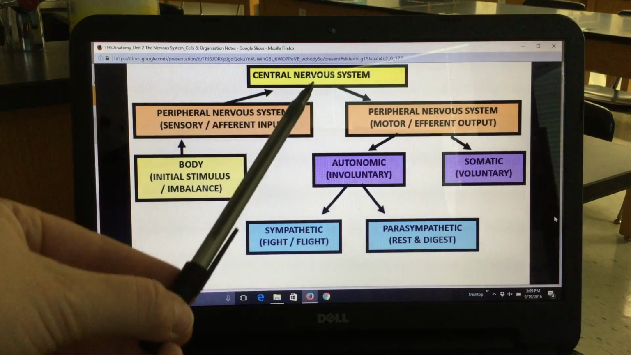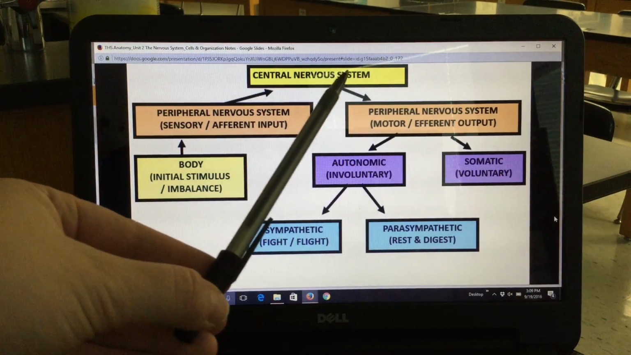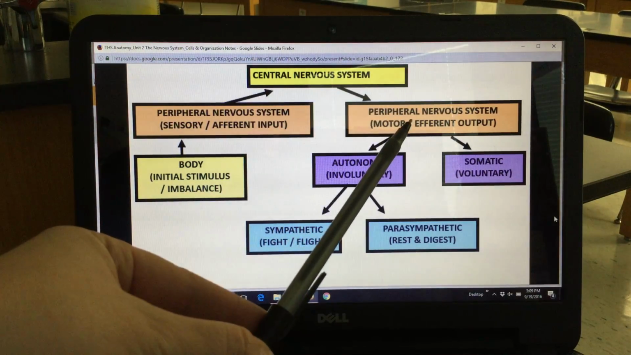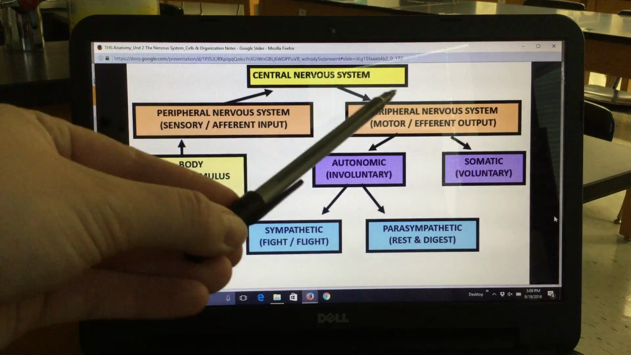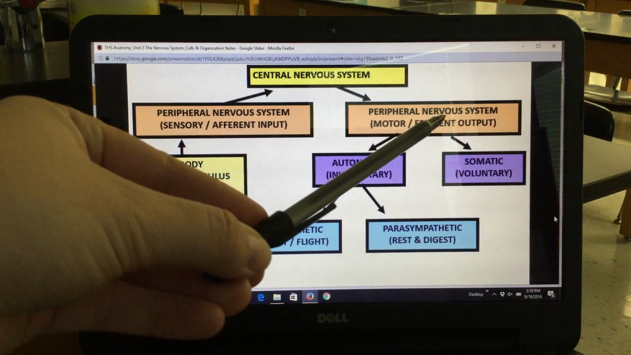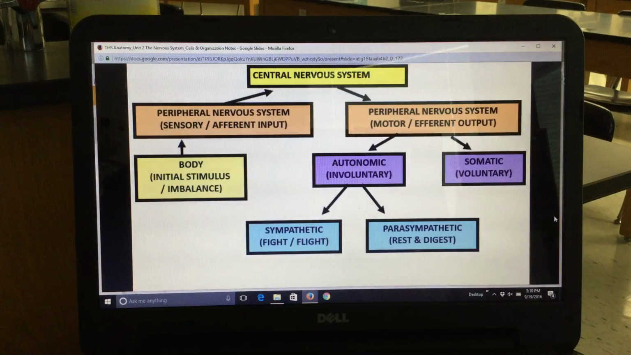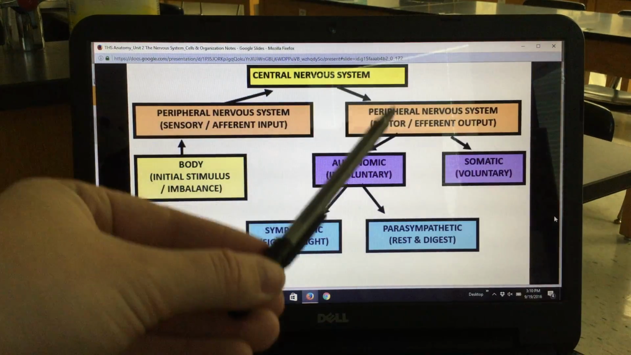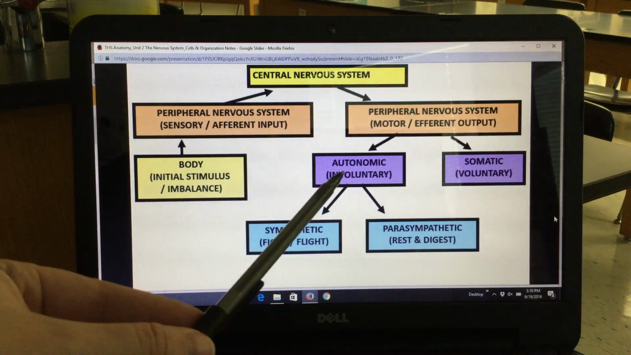Your brain or central nervous system then makes a decision of what needs to happen. This outgoing message goes through the motor efferent output division, and now it branches to a lot of areas. If it is something you consciously choose to do, or it is a voluntary response, from the motor efferent output division, it goes out the somatic division. If you do not choose to do it, and it's an involuntary reflex, from the motor efferent output division, it goes out the autonomic division.